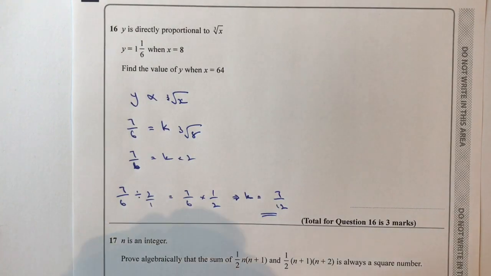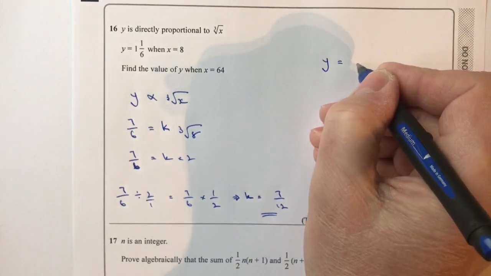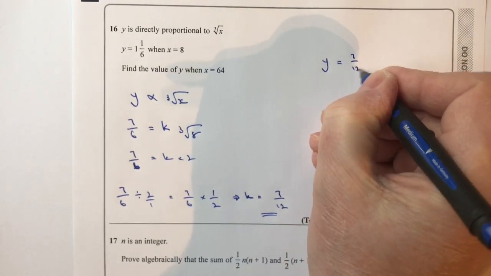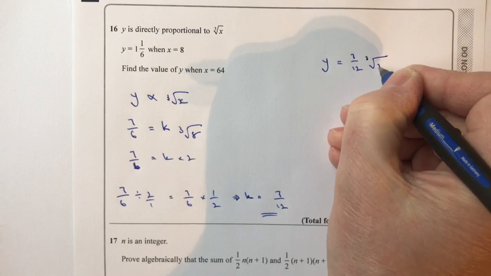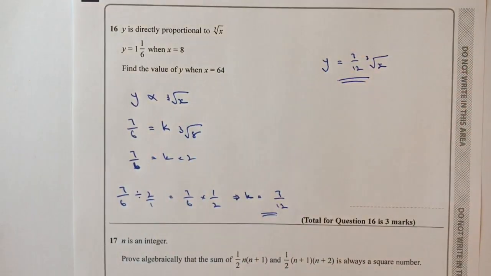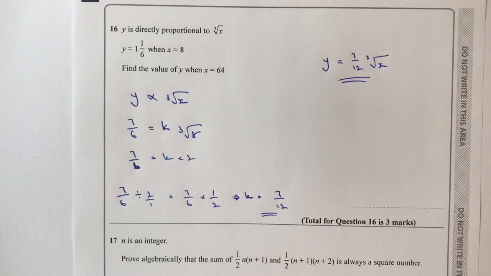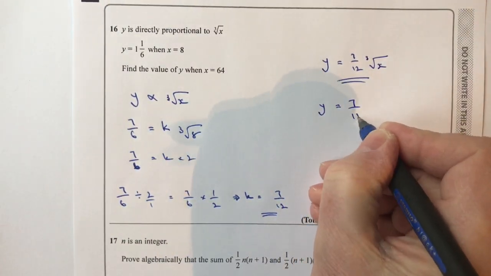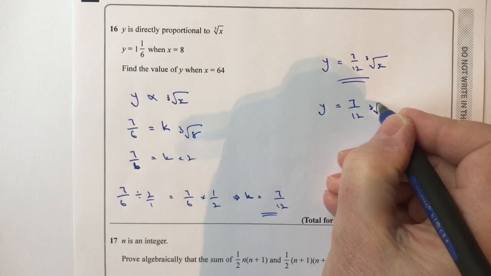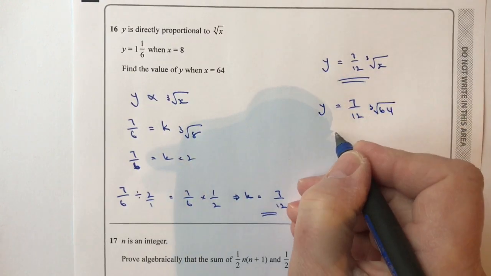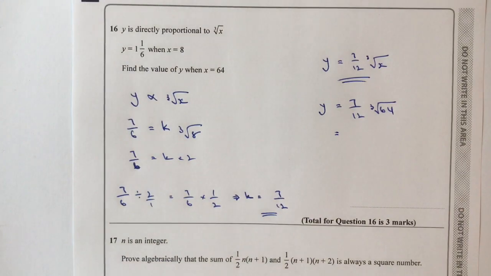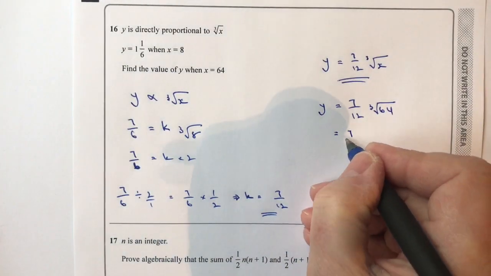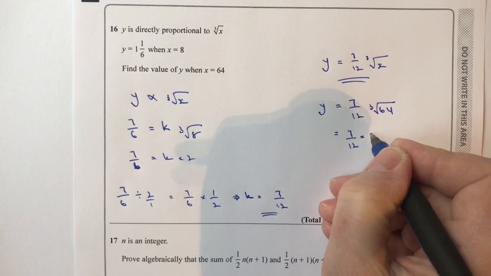And the formula that we need to write is y equals 7 over 12 times the cube root of x. Okay, so that's the formula that we can now apply to answer the actual question itself, which is the value of y when x equals 64. Well, it's not too bad. It's 7 over 12, and then it's the cube root of 64. Well, the cube root of 64 is actually 4. So really it's going to be 7 over 12 times 4.